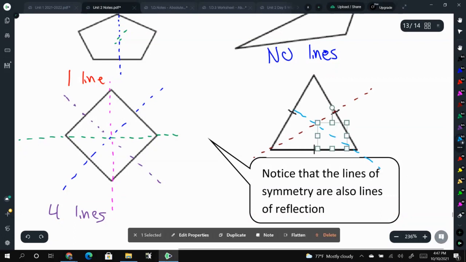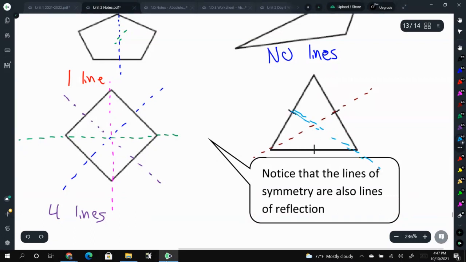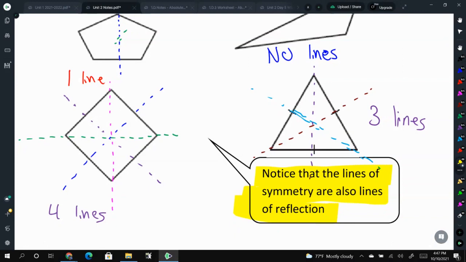Oops. This line. And this line. So there are actually 3 lines of symmetry. And as we have written right here, the lines of symmetry are also lines of reflection, so we could fold our shape on top of itself over those lines of reflections.